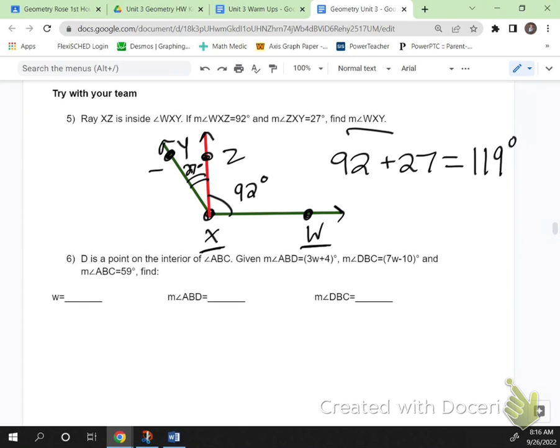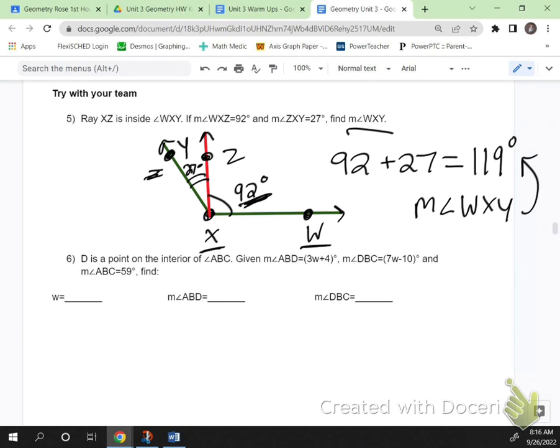These two are adjacent to each other. They're next to each other. We know both degrees. Let's add it together. The measure of WXY is 119 degrees. Is that one okay? We constructed everything okay? Yes, sir. Question? Okay, number 6.